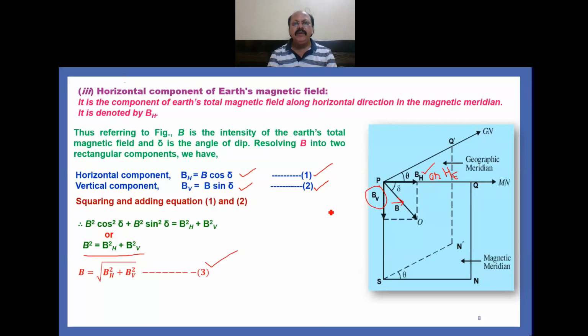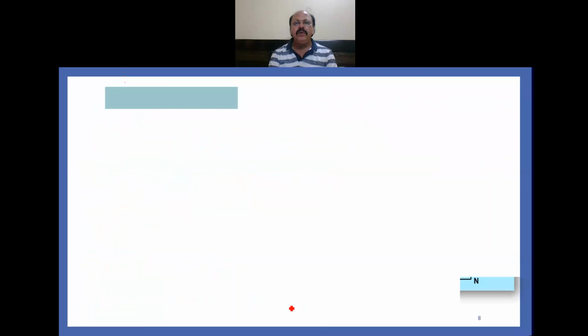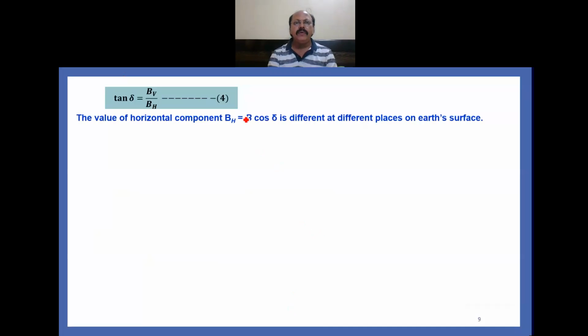Now divide equation 2 by equation 1, then you will get BV upon BH equals B sin delta upon B cos delta. This B and this B get cancelled. So finally you get BV upon BH equals tan delta. Mark that equation number 4.